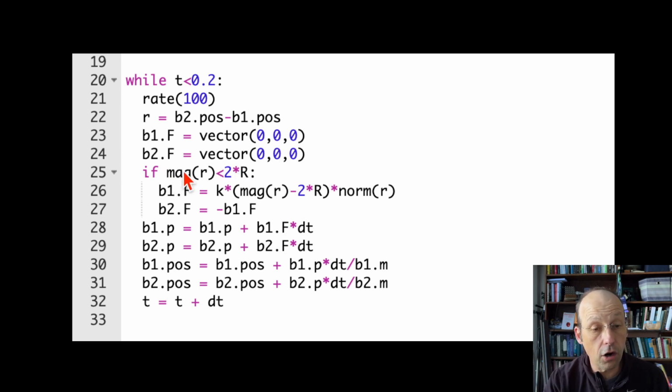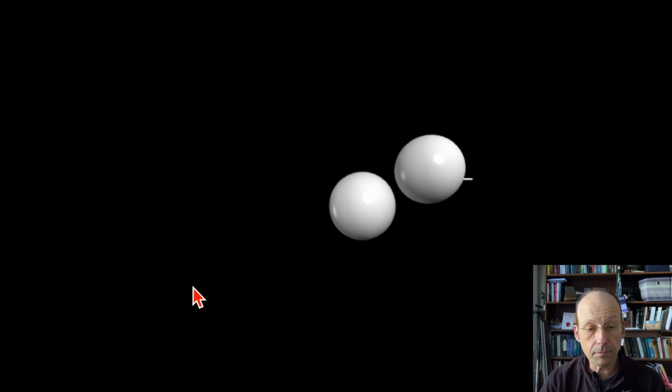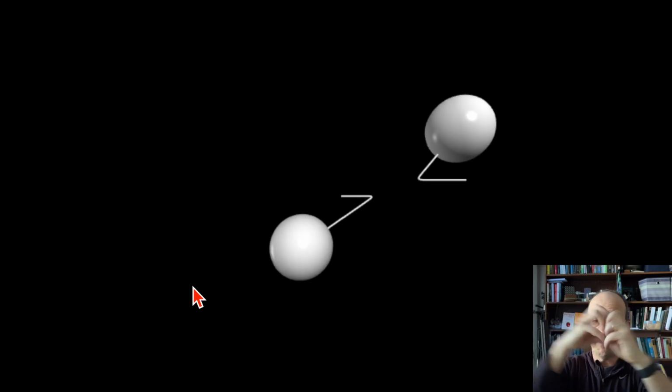So then if they are overlapping, I just calculate that force. This is exactly the same as that equation. You do need this norm R here. That gives you a unit vector, because this is a scalar, that's a scalar, but you need the force to be a vector. It's not going to work otherwise. And then the force on the other one is just equal and opposite to that. Update the momentum, update the position, and this is what it looks like. Two balls, and they just collide.